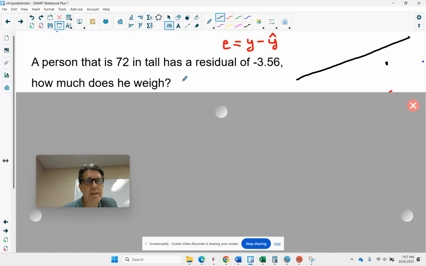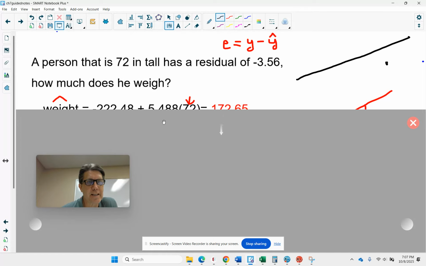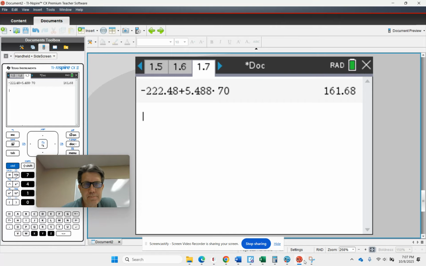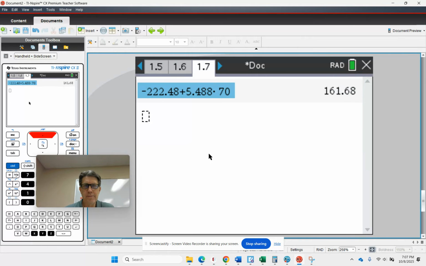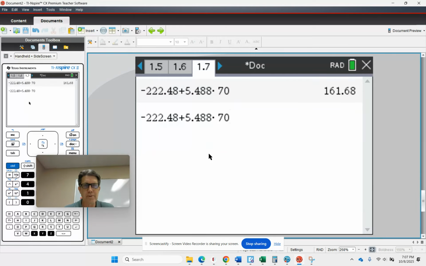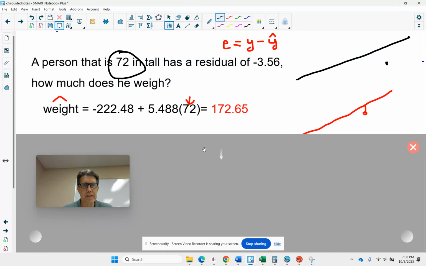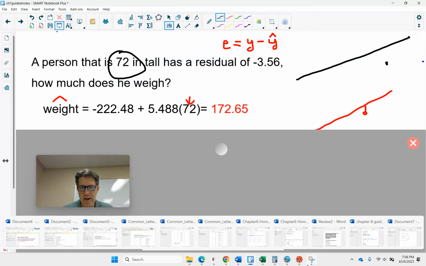If the residual is negative 3.56, first, let's take the 72 and plug it into our equation. Now, if you are using an Inspire, you can highlight this and hit enter. It'll copy it down. And then you can just simply replace the x. So if we substitute the 72 in the equation, we get 172.65.